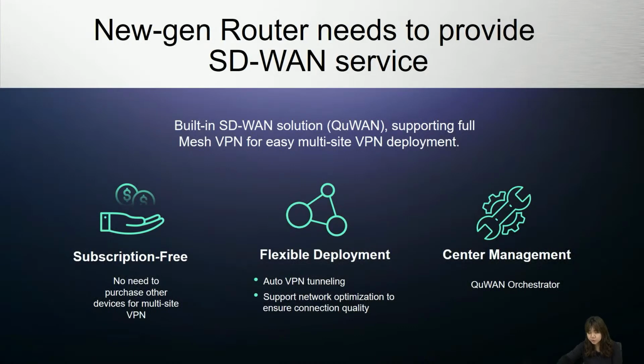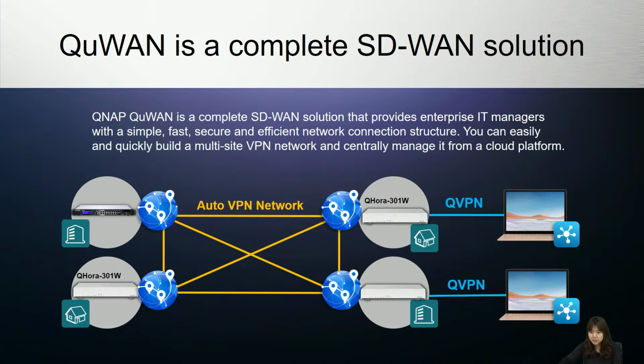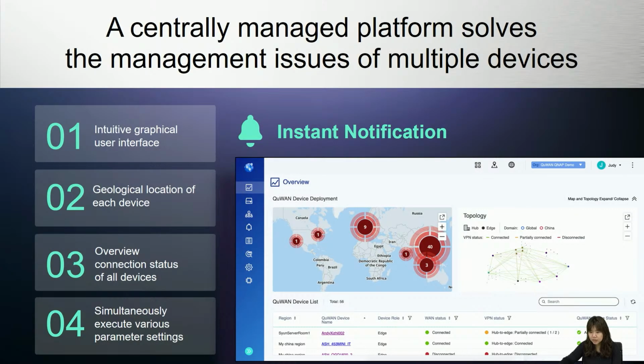Also, we provide subscription-free SD-WAN on the QHora-301W that optimizes your network, belonging to your organization. QNAP SD-WAN is a complete solution that provides an efficient and secure network connection structure for IT. Just connect to the cloud and build VPN tunnels with all other devices in the same organization at just one portal, and see the location of where each is in the world and the topology settings of the organization. And you can set one setting for all devices at the same time.